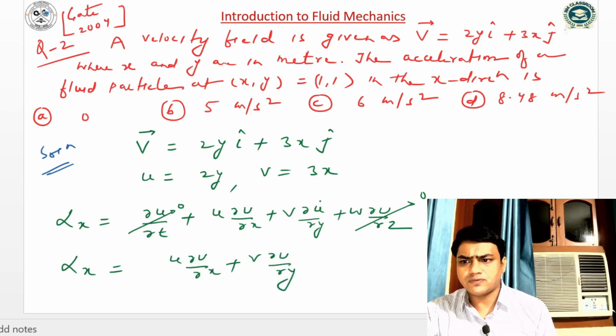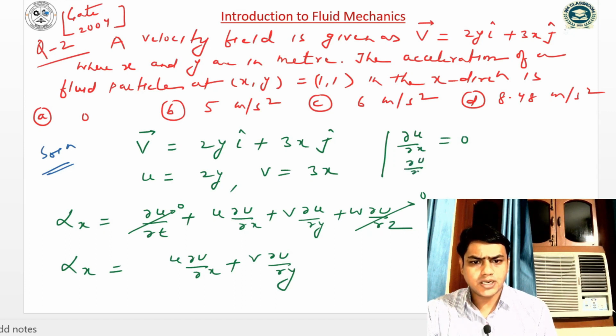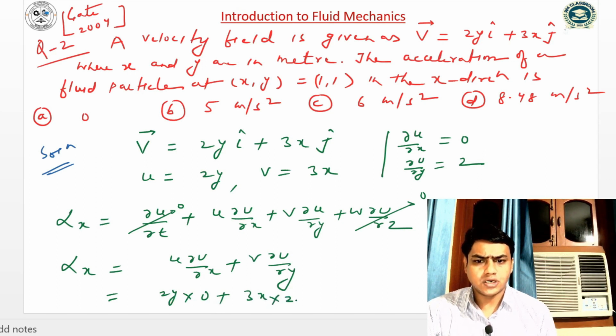Firstly we have to find the value of del u by del x and del u by del y. What is the value of del u by del x? That is equal to 0, and del u by del y is equal to 2. So put these values: u is equal to 2y into 0, plus v is equal to 3x into del u by del y, which is 2. So this will be 6x. We have to find the acceleration at point (1, 1), so the acceleration will be 6 meters per second square.